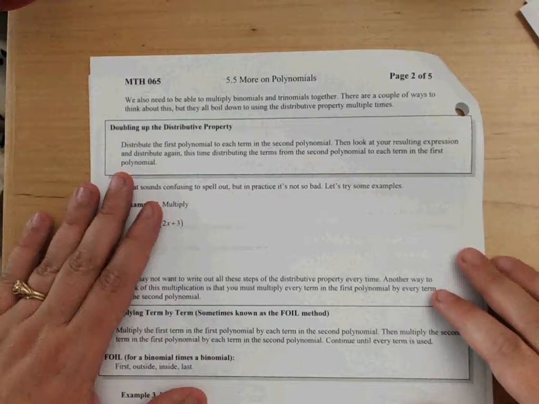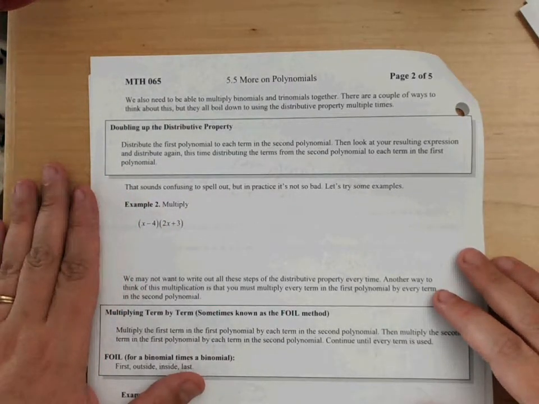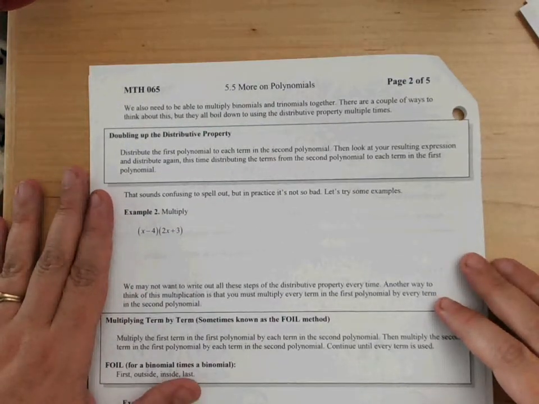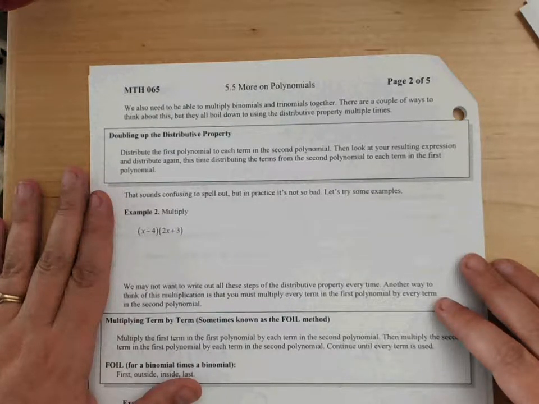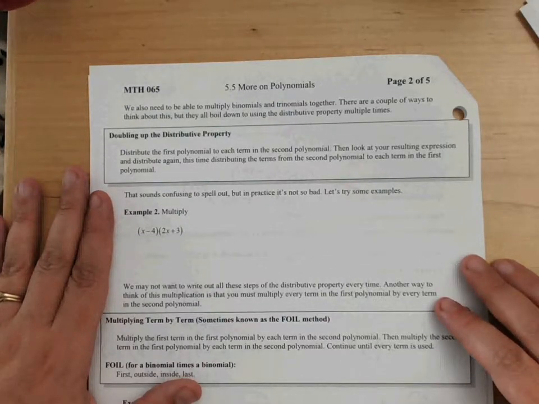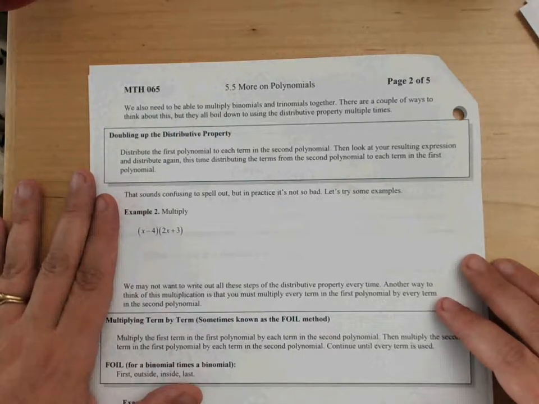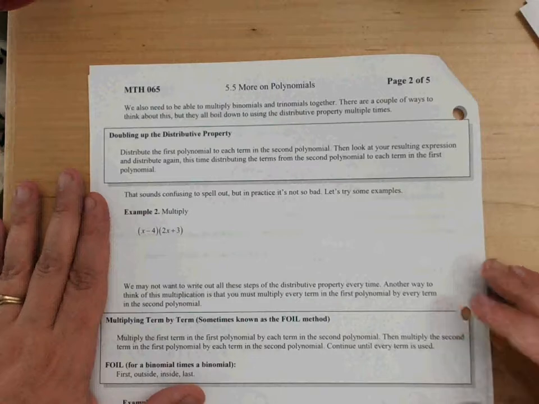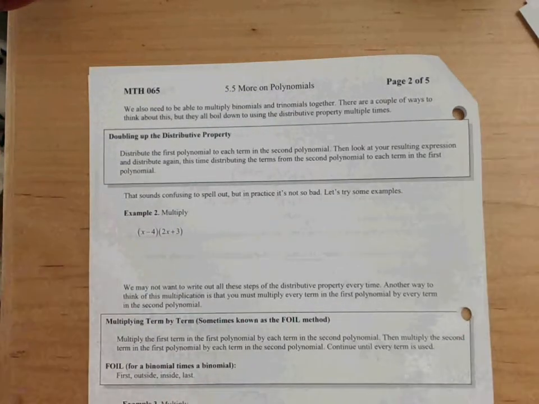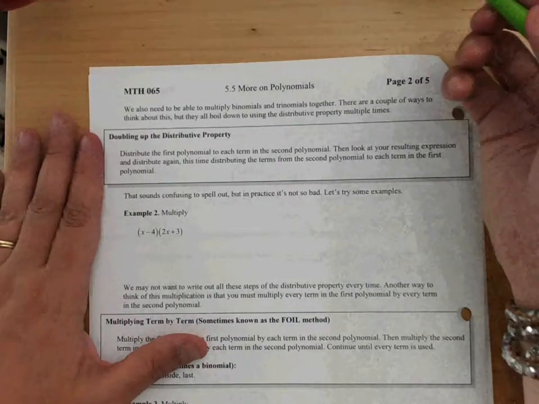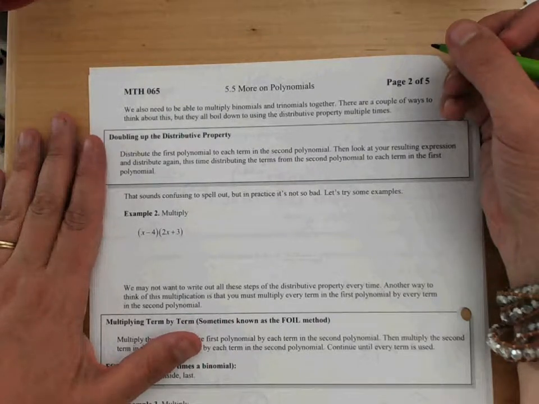We also need to be able to multiply binomials and trinomials together. There are a couple ways to think about this, but they all boil down to using the distributive property multiple times. Doubling up the distributive property. Distribute the first polynomial to each term in the second polynomial, and then look at the resulting expression and distribute again. This time, distributing the term from the second polynomial to each of the terms in the first polynomial. This sounds confusing to spell out, but in practice, it's not so bad.